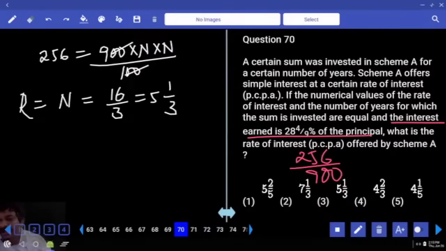Whether it is about R or N, both are equal. So the question is about the rate of interest. Whether it is the time period also, 5 1 by 3 is your answer. Got it?